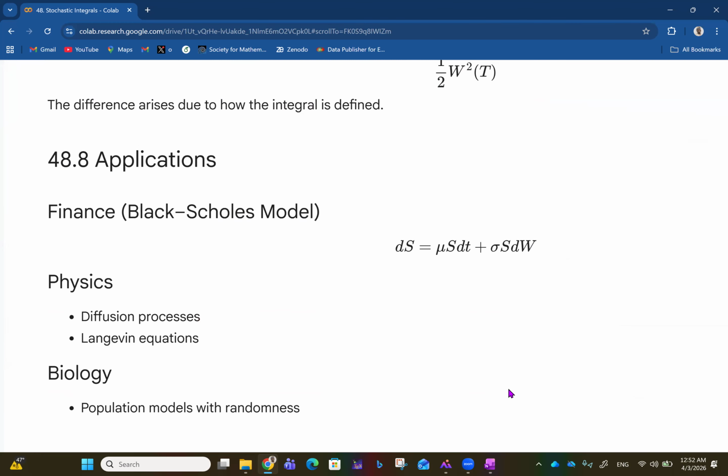So what are some applications of stochastic integrals? We have applications in finance, where we talk about the Black-Scholes model. We're going to talk about this a little more in the last video, I think the sixth video under stochastic calculus. This is the first one. That's dS equals mu S dt plus sigma S dW. In physics, we have applications in diffusion processes and Langevin equations. In biology, we have it in population models with randomness.